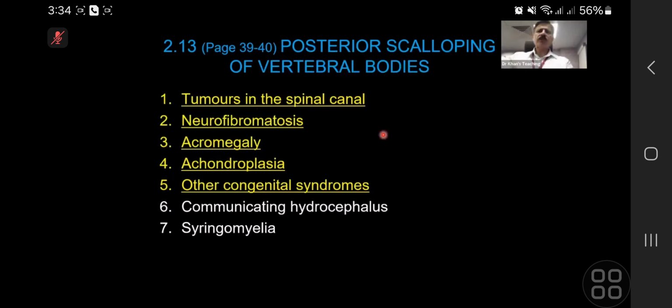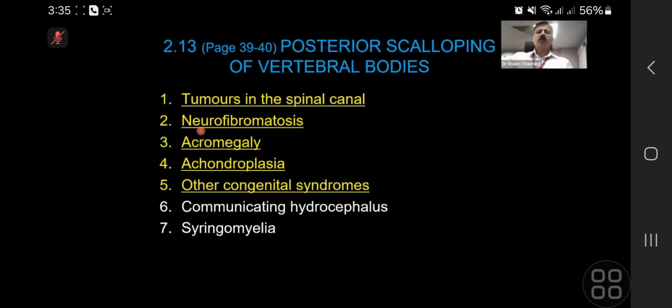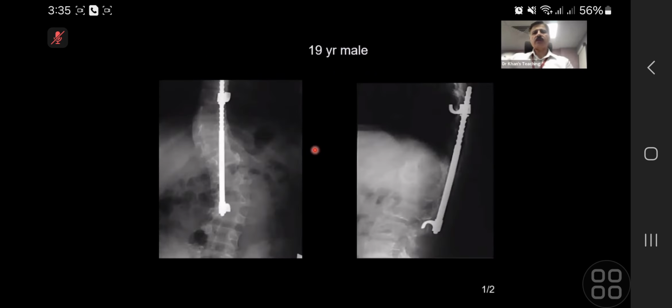Now, posterior scalloping of vertebral bodies is an extremely important exam film. Very, very important. If you look at this differential diagnosis, tumors in the spinal canal is one. Then is neurofibromatosis, acromegaly, achondroplasia. So I just want you to remember these ones. And we will see a few examples about this. So in achondroplasia, it can happen, posterior scalloping.